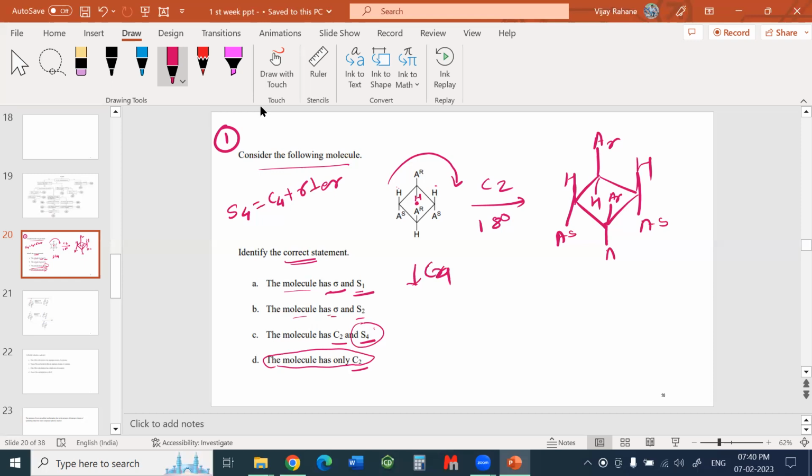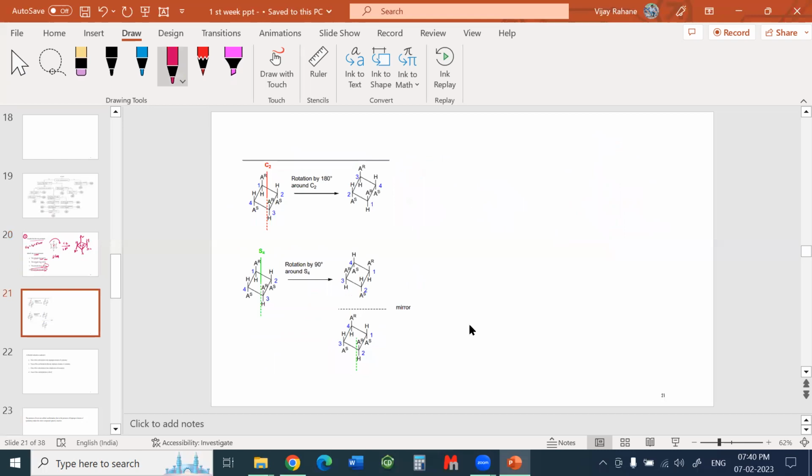Once we do the C4 operation, how will the molecule look? You can see here, in this same molecule, we rotate the molecule by 90 degrees, let's say in the clockwise direction. So the R group will become here, right? Previously it was here. After rotation, it will go to the position of the hydrogen. And similarly, all other atoms will change position, right? So this is the S4 operation in which we have first performed C4.